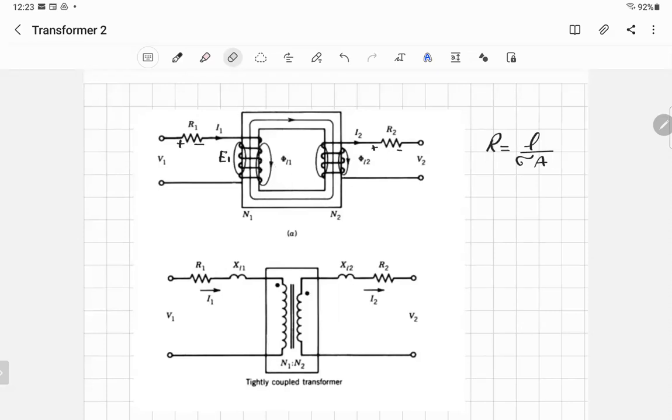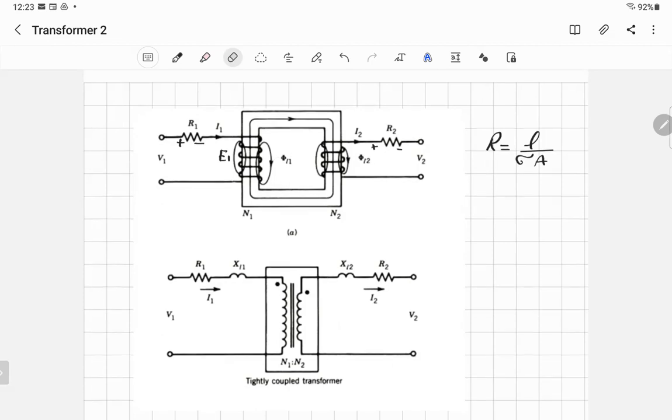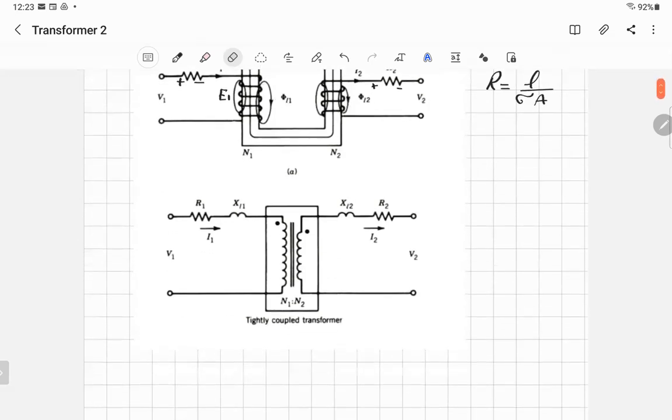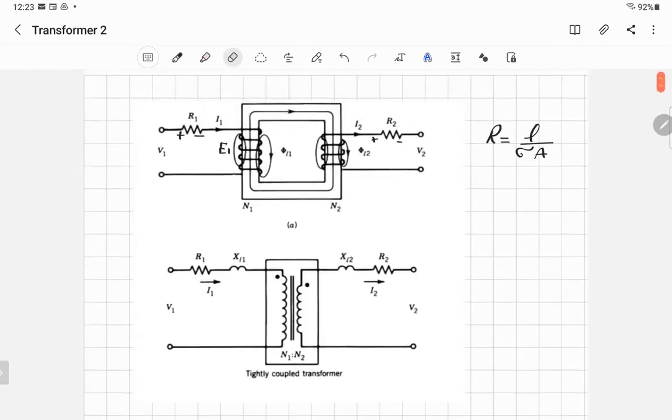So what does it mean? It means, because we know the air has permeability mu naught, constant, does not change, we expect that the relationship between the flux and the current will be linear for the leakage flux. But it was not included in our ideal transformer model. And how can you represent the effect of the flux? When you have power loss, you can represent it by resistance. What about the leakage? How can you represent it?